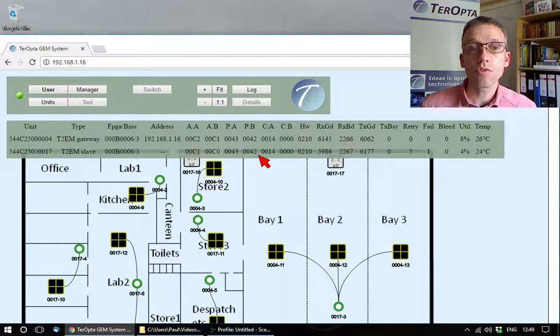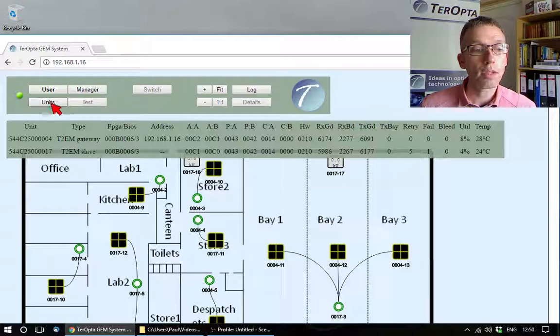If the row is red and stays red, then that means that the system is having difficulty communicating with that particular unit. So it means the unit was there in the network but is no longer communicating, so there must be some problem with the communications that needs investigating. A rather rare occurrence.